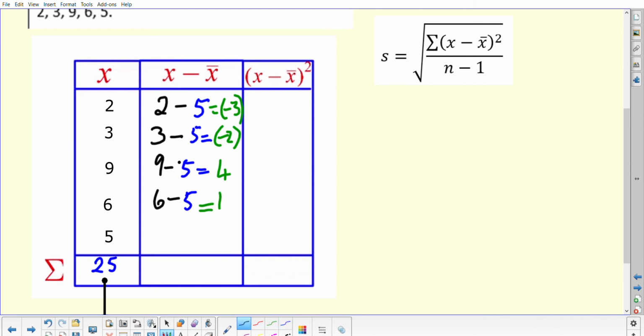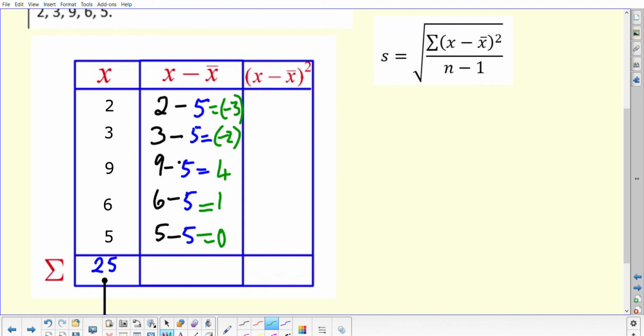And then I'm doing 5, take away that mean value of 5, and that gives me the value of 0. So having worked out that middle column from subtracting everything, I'm now going to square it.